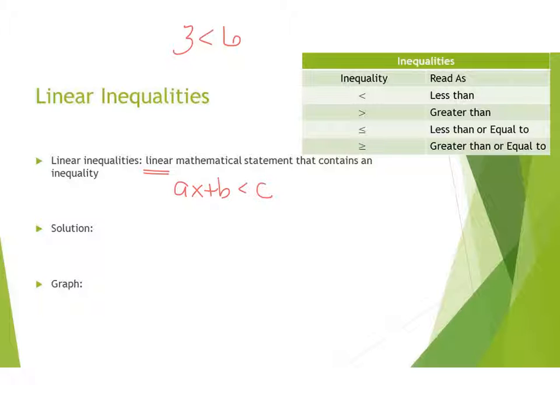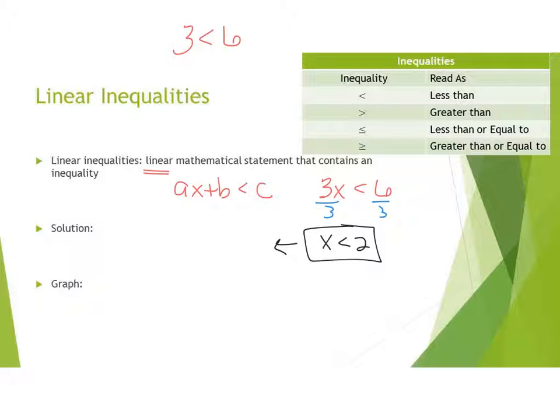So for instance, if we said 3x is less than 6, and we solve this for x, you solve it really just like you solve a regular equation, except for one thing I'll remind you of in a second. So x is less than 2, that is my solution.